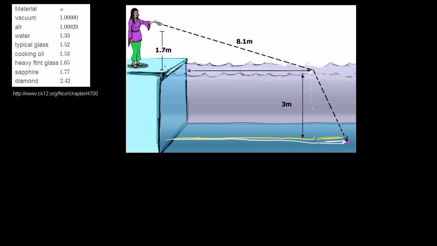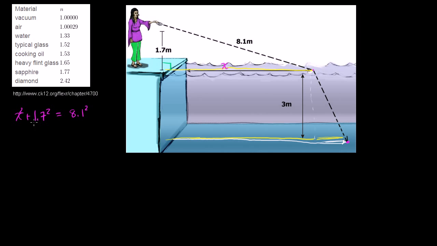So just the distance along the surface of the water to where the laser pointer actually starts touching the water. And this is just a straight up Pythagorean theorem problem. This is a right angle. This is the hypotenuse over here. So let's call this distance x. X squared plus 1.7 meters squared is going to be equal to 8.1 squared. Just straight up Pythagorean theorem.